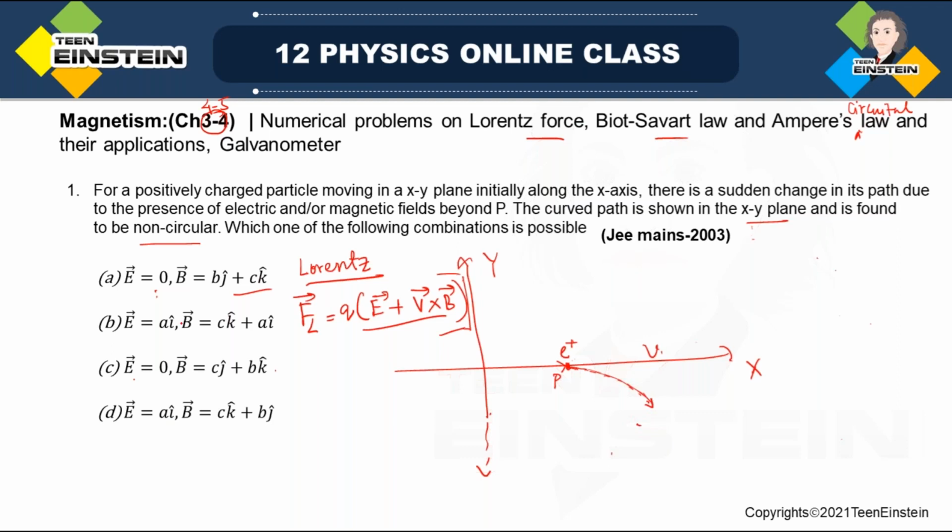Now let us see option number B. According to this formula, if you find out the magnetic force due to this, what do we get?